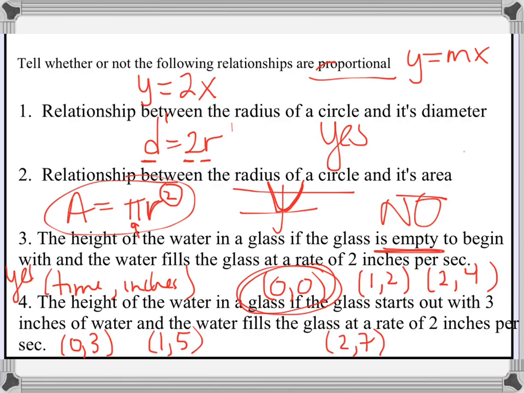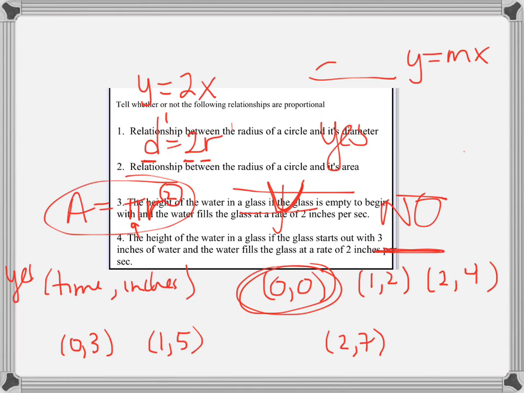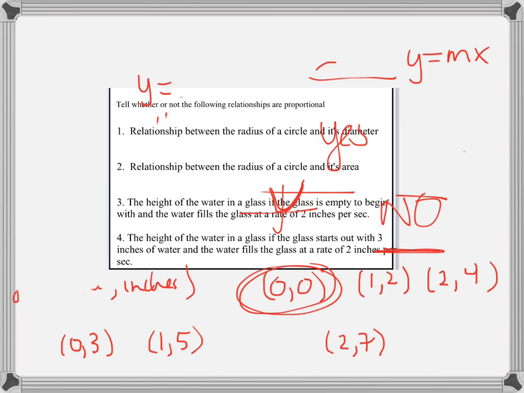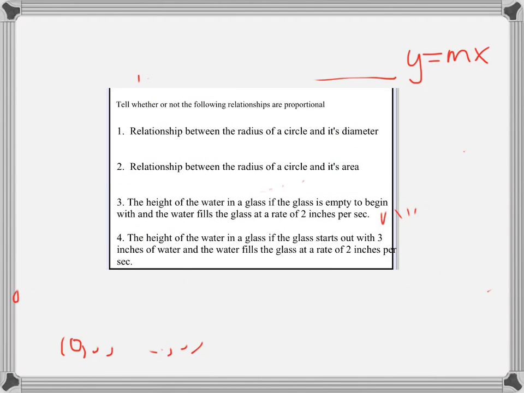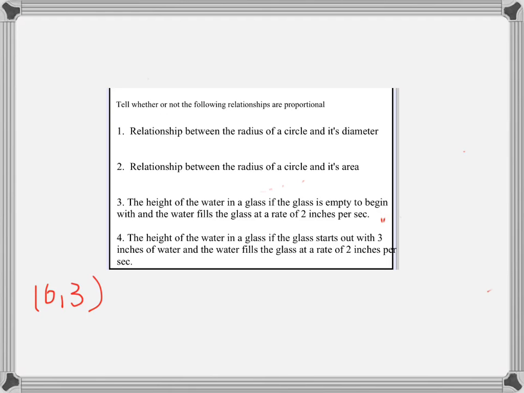If you do the ratios of x to y, you'll see that the ratios are not the same. Our initial point was 0, 3. Actually, we can tell it's not a proportional relationship because it doesn't start at the origin. 0, 3 is not 0, 0. Number 3 started at 0, 0, but number 4 started at 0, 3. So right off the bat, number 4 doesn't start at the origin, so it's not a proportional relationship.